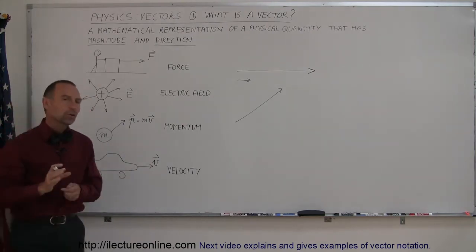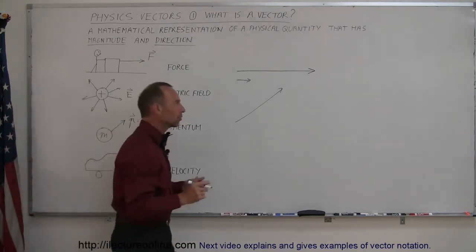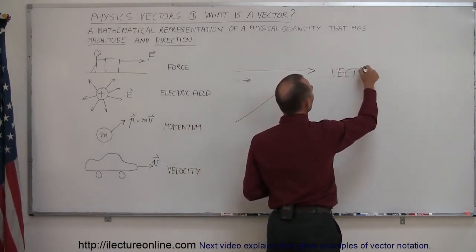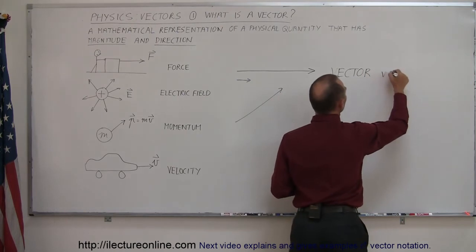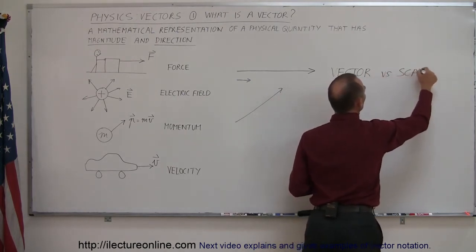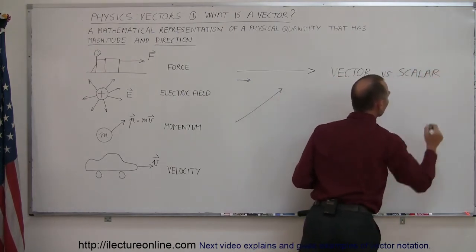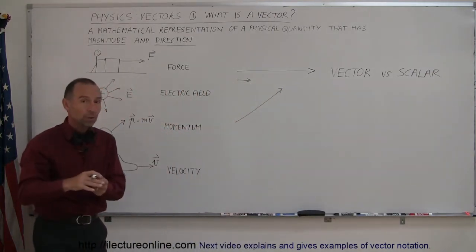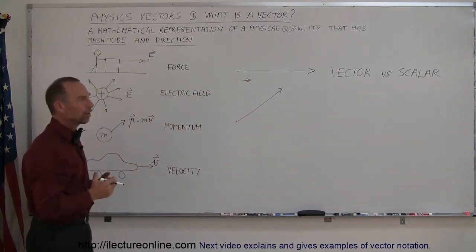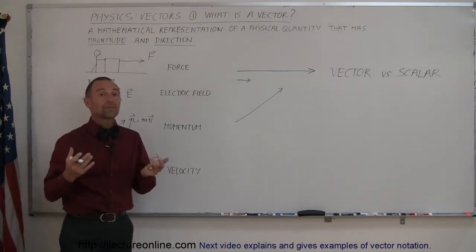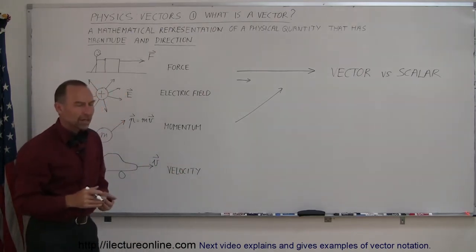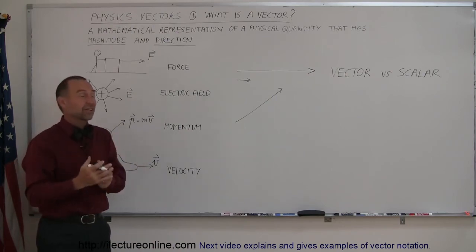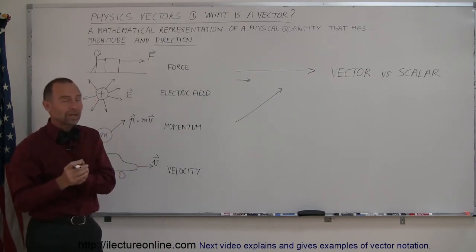So I did mention another word. I mentioned the word scalar. So let's compare what a vector is versus a scalar, to accentuate the difference between the two. A vector quantity is simply something that has both a magnitude and a direction. A scalar is something that only has magnitude. For example, if I talk about the mass of something, that has no direction. It's just how much stuff is in it, and so that's a scalar quantity.